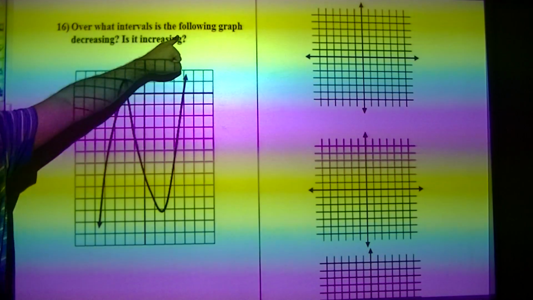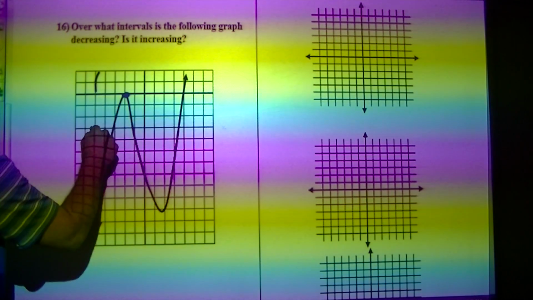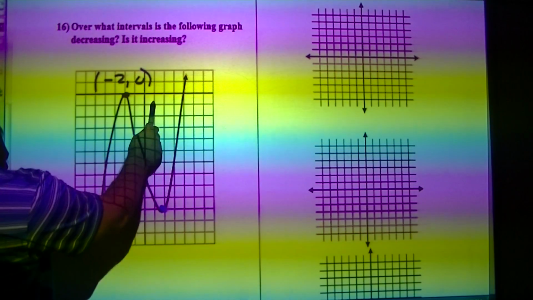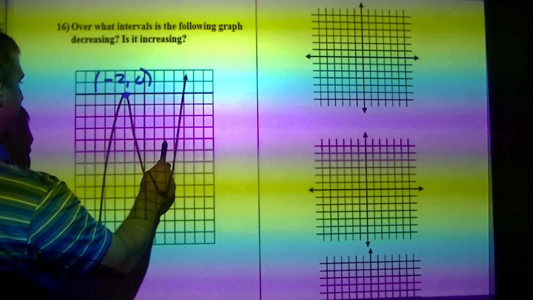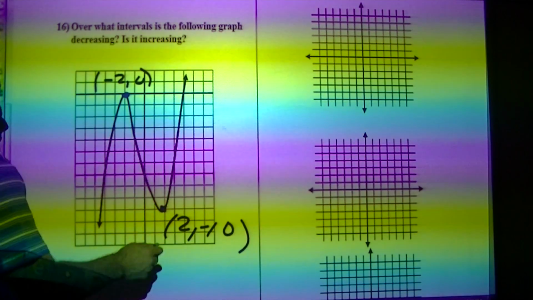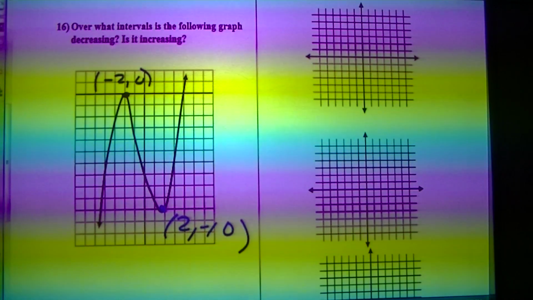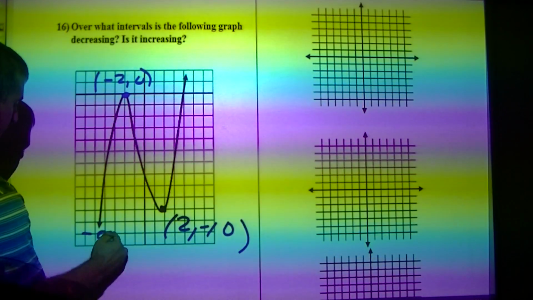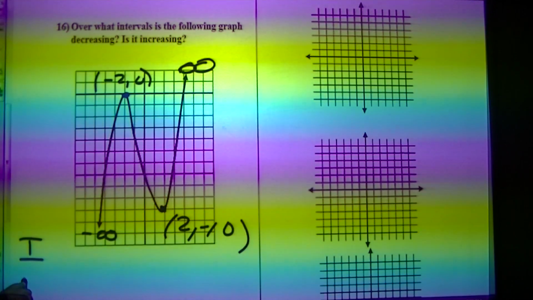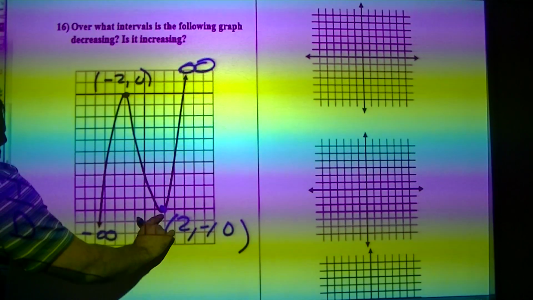Okay, when we do intervals where it's increasing and decreasing, I got to label these coordinates. That's going to be negative 2, 0. That is going to be, let's just estimate that at 1, 2, 1, 2, 3, 4, 5, 6, 7, 8, 9, 10. So that's 2, negative 10. And let's estimate this. Actually, I don't have to estimate that because that's an arrow. All right, so what I got here, this is negative infinity. This is positive infinity. All right, so if I'm doing increasing, decreasing, I trace my finger. So there's the increase, decrease, increase.